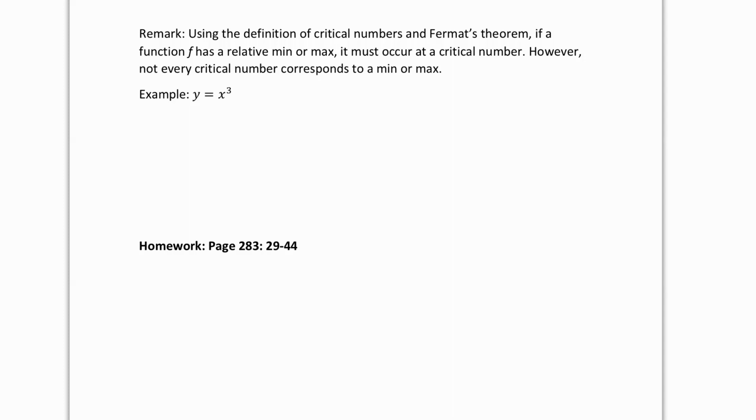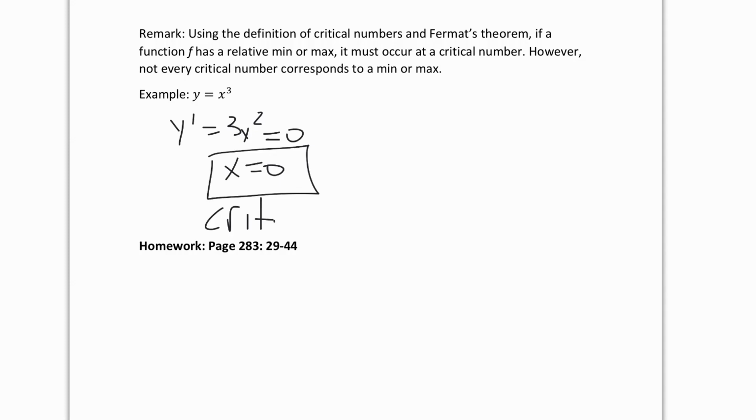Now, one last thing we're going to look at here, using the definition of critical numbers in Fermat's theorem, if a function has a relative min or max, it must occur at a critical number. However, not every critical number corresponds to a minimum or a maximum. Now, this is what we mentioned earlier in the video, but we need to look at a concrete example here to hammer this point home. So let's look at the function y equals x cubed. Well, we could find the derivative. We could set it equal to 0, and so that would give you x equal to 0. So therefore, this is a critical number.